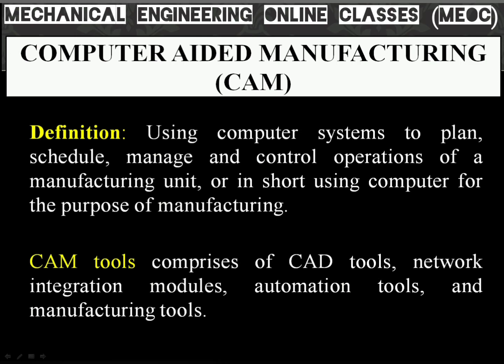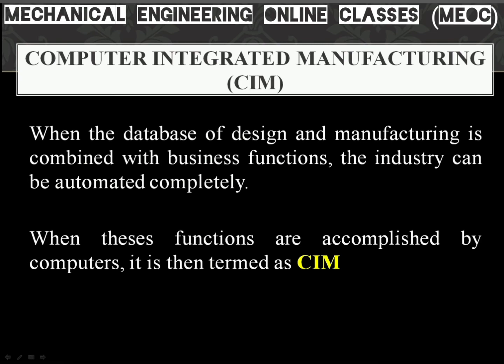And CAM tools comprise CAD tools, network integration modules, automation tools and manufacturing tools. The design that was done previously using CAD tools is straight away fed to CAM tools using network integration modules, and automation programs are written to automate the entire process. The automation can be full or semi, and the manufacturing tool is most probably the machines. And when the design and manufacturing database is combined with the business functions, then we call the industry completely automated. All these functions are accomplished by computers, so it is termed computer integrated manufacturing, CIM.